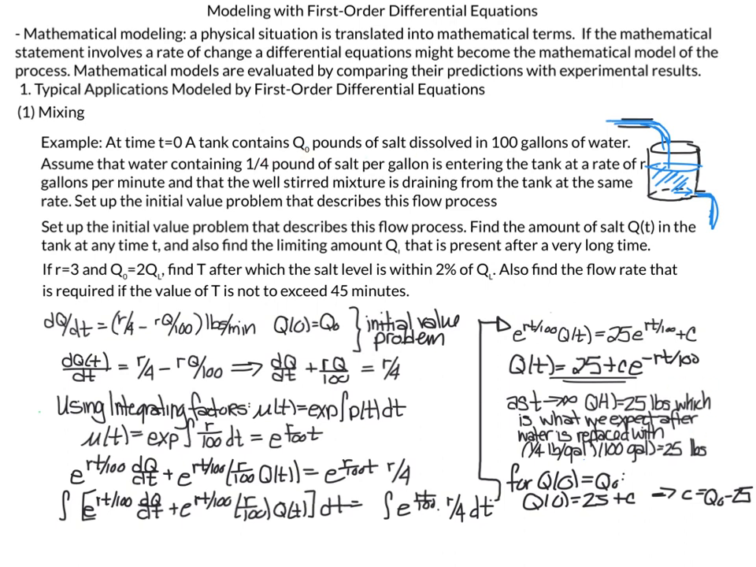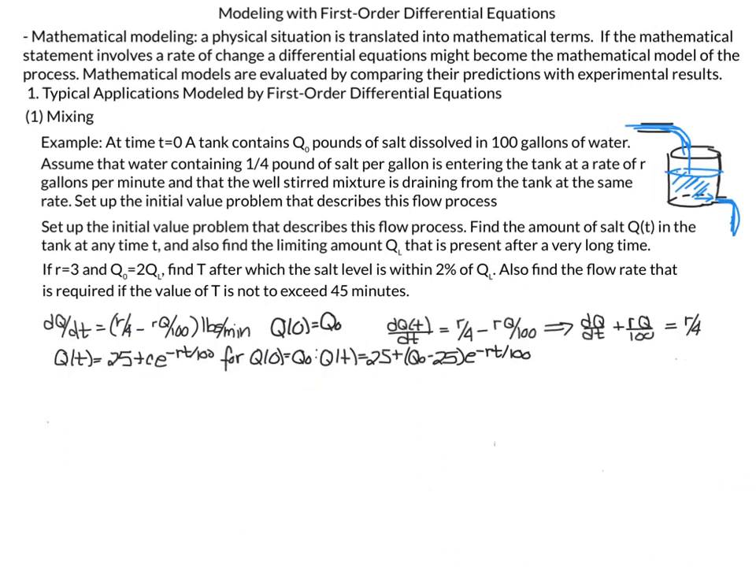so 25 total pounds. Solving the initial value problem, where we have Q(0) is equal to Q naught, plugging in 0 into our solution here, the exponential becomes 1, so we have Q(t) is equal to 25 plus C, which means that C is equal to Q naught minus 25. So I kind of summarized everything here: my dQ/dt equation, my initial value, my differential equation, and then when I solved it, what Q(t) is equal to, and the solution to my initial value problem.